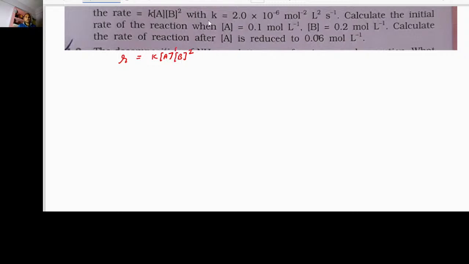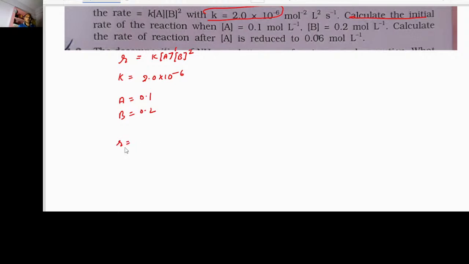K is equal to, they have given here, 2.0 into 10 power minus 6, with unit mole per liter square second inverse. Calculate the initial rate of the reaction, where A is given. How much A is given, student? 0.1. B is given 0.2. So here we have to calculate the initial rate of reaction, so they are asking R. What will be the R?